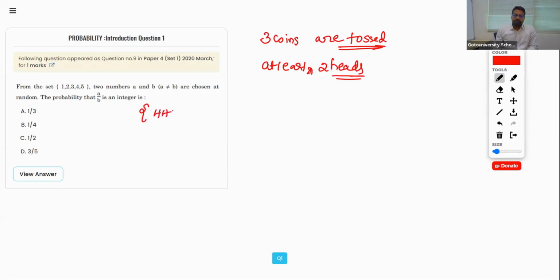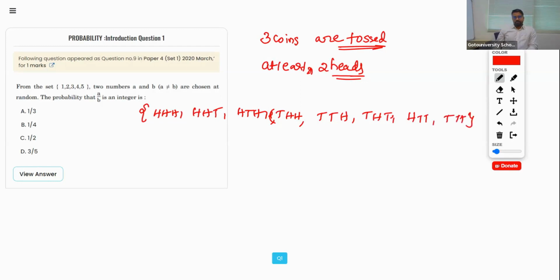All are heads, right? And then 2 heads, 1 tail. This can happen in 3 ways: tail at the end, tail in the middle, and tail at the beginning. Then 2 tails, 1 head. This can also happen in a similar pattern. And then finally, all are tails. So 8 outcomes are there.